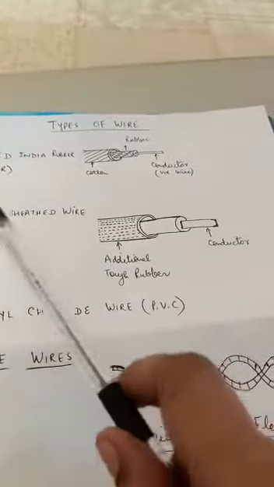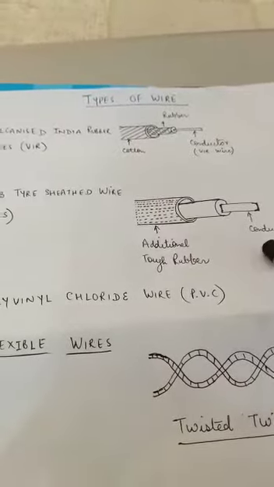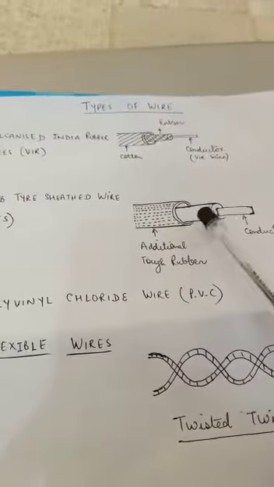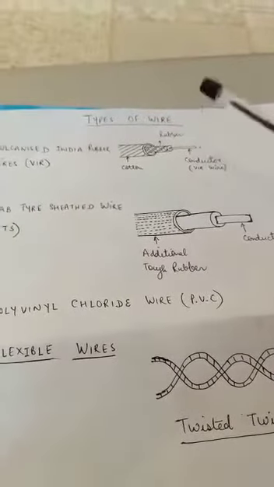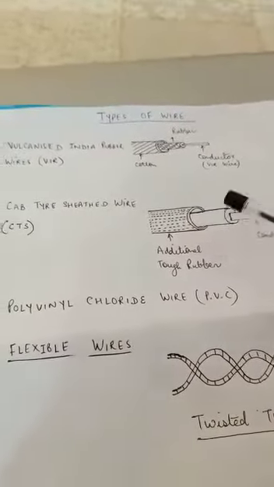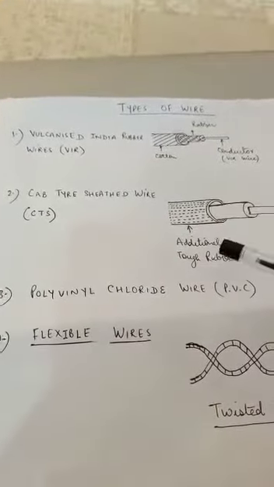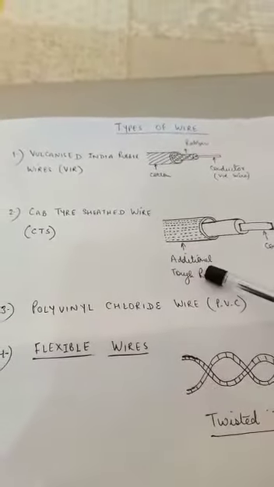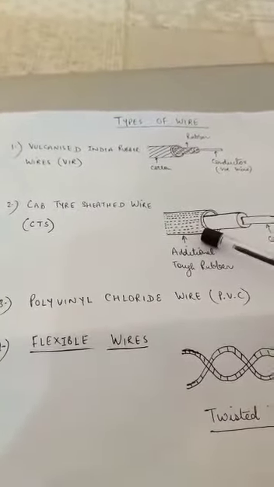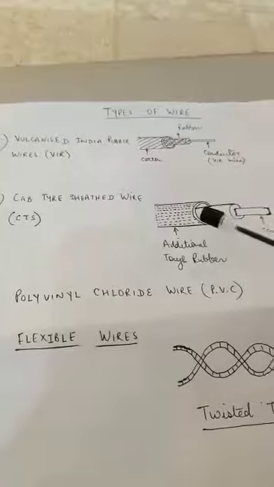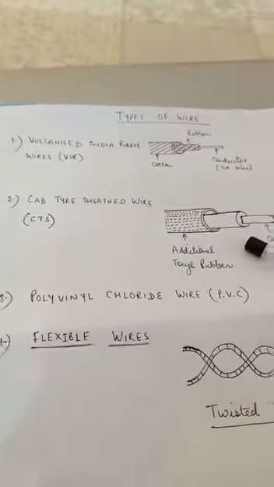Second one is cap tire sheathed wires. It also has a conductor and then it has an insulation of rubber. But what is the difference between the vulcanized India rubber and the cap tire sheathed? It has an additional toughened rubber covering, due to which it is resistant to wear and tear. It is chemically inert and it is also resistant to moisture. These are available in single core, 2 core and 3 core.